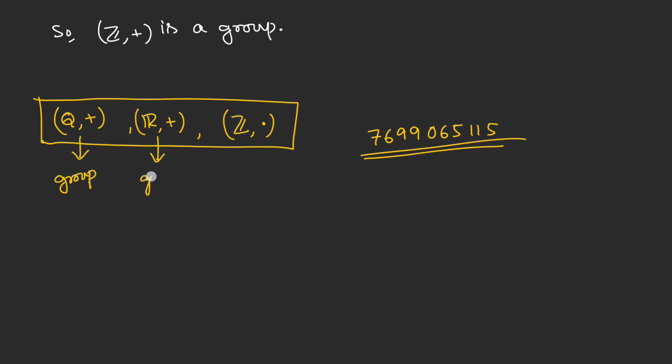Q addition will be a group, R addition again will be a group. But Z dot is not a group. Find out the reason why Z dot is not a group.